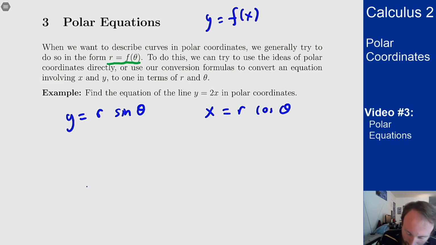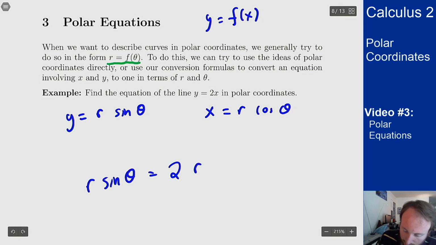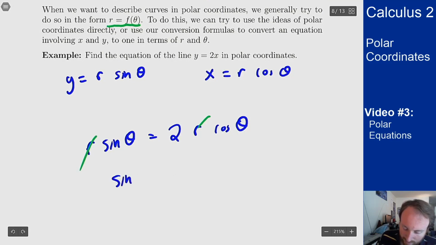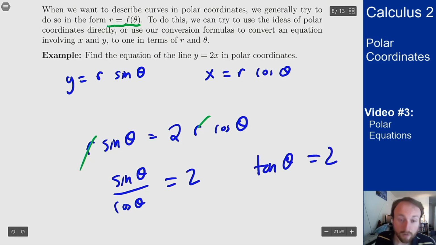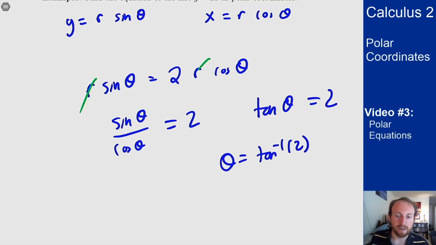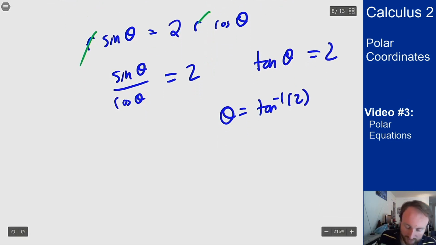And so I then get that r sine theta equals 2r cosine theta. The r's actually cancel here. And I get that sine theta over cosine theta equals 2, or tangent of theta equals 2 for this function. More directly, you can write this out as theta equals inverse tangent of 2. This one doesn't work out in the r equals f of theta sort of format, but for this case, it makes sense. What does this function look like?